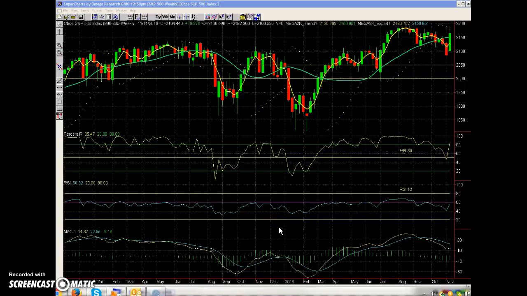But as far as the chart is concerned, we seem to be having a reversal, since RSI 12 bumped off the 40% line and our percent R bumped off the 50% line. We had this nice bullish bar, and so we need to see if we get any follow through next week. Let's take a look at the daily chart.